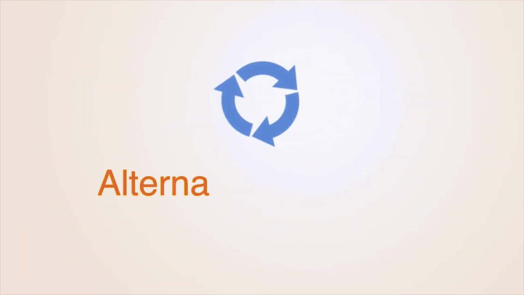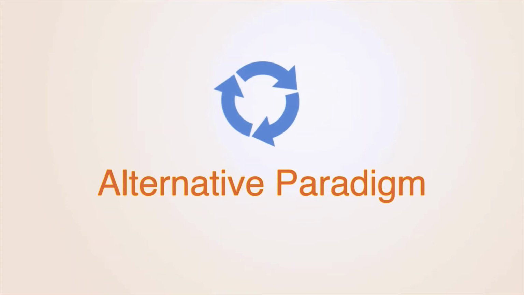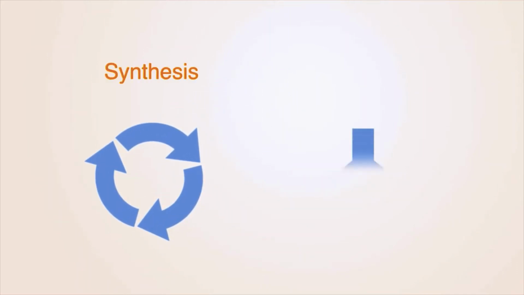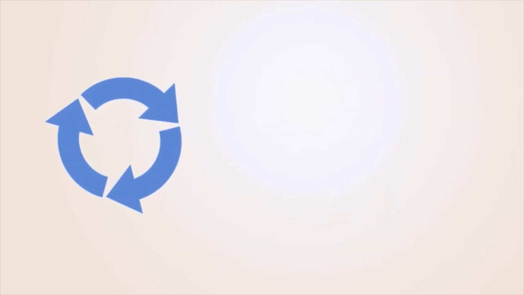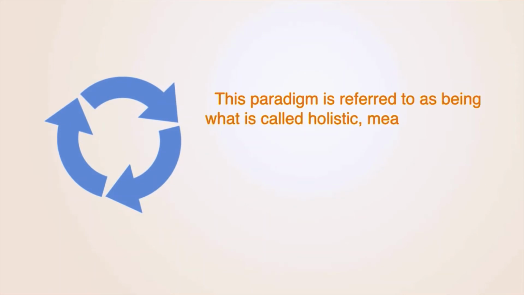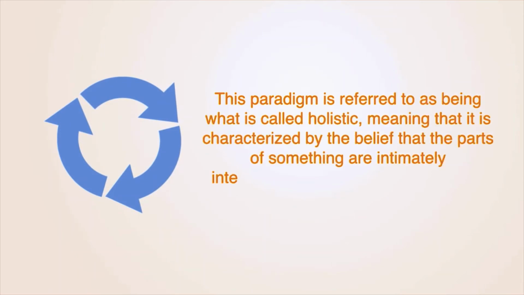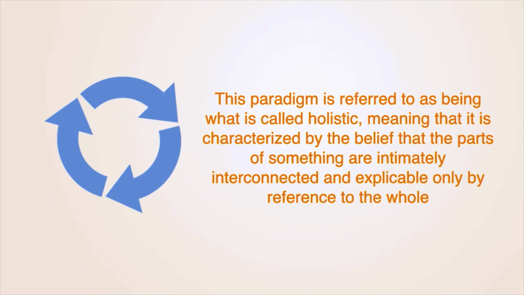So complexity theory starts with an alternative paradigm to that of analysis. This paradigm is really inherited from systems theory. Systems theory is based upon the process of reasoning called synthesis, which is the opposite of analysis and reductionism. This paradigm is referred to as being holistic, meaning that it is characterized by the belief that the parts of something are intimately interconnected and explicable only by reference to the whole. Synthesis means the combination of components or elements to form a connected whole.